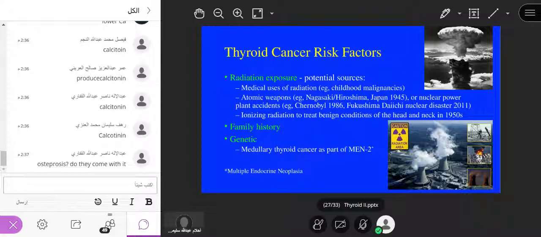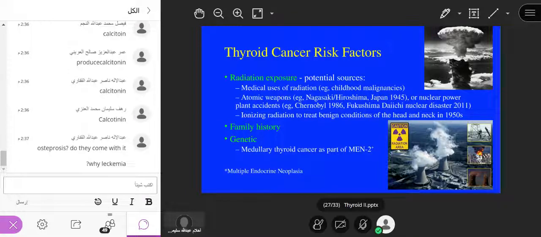Another source is atomic weapons, the illegal use of nuclear power, like what happened in Japan. As you can see, Japan has a high risk of thyroid cancer due to past exposure to atomic weapons. The same thing happened in Chernobyl, where they had a plant accident from nuclear power.